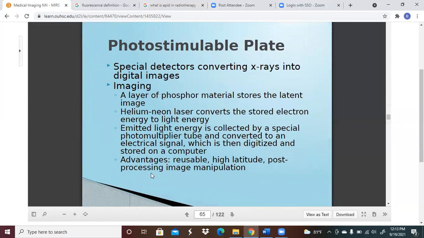You've got a photostimulable plate. Let's try saying that 5 times fast. You've got special detectors that convert X-rays into digital images. So you've got a layer of phosphor material that stores the latent image. You've got helium neon lasers that convert the stored electron energy to light. You've got emitted light energy, and that's collected by a special photomultiplier tube, which is converted to an electrical signal, which is then digitized and stored on a computer.